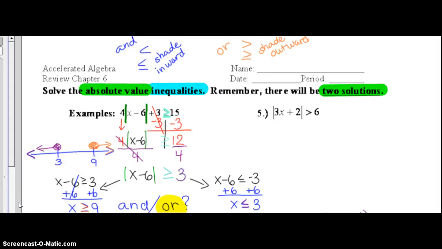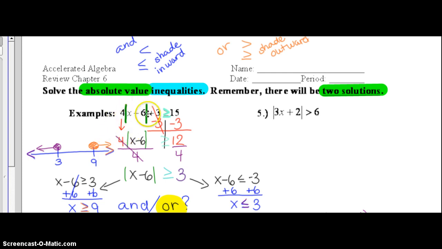Here's the second half of the review for Chapter 6, starting with the absolute value. Solve the absolute value inequalities. Remember, there'll be two solutions. Two solutions means that I'll have to eventually split my one inequality into two inequalities.